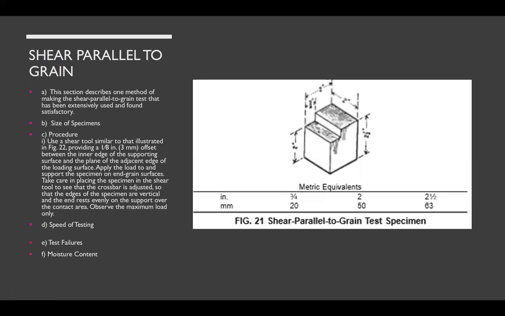providing a 1/8 inch or 3 millimeter offset between the inner edge of the supporting surface and the plane of the adjacent edge of the loading surface, and then apply the load to the specimen, supported on the end grain surfaces. Take care in placing the specimen in the shear tool to see that the crossbar is adjusted so that the vertical edges of the specimen are vertical and the end rests evenly on the support over the contact area. For the speed of testing, the load should be applied continuously at a crosshead motion of 0.024 inches or 0.6 millimeter per minute.